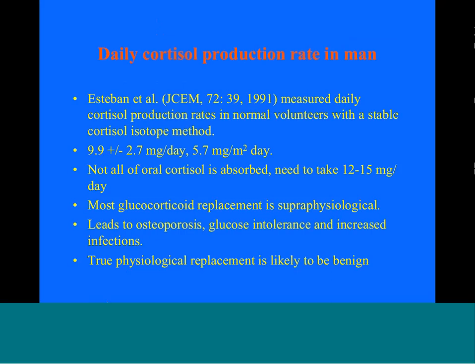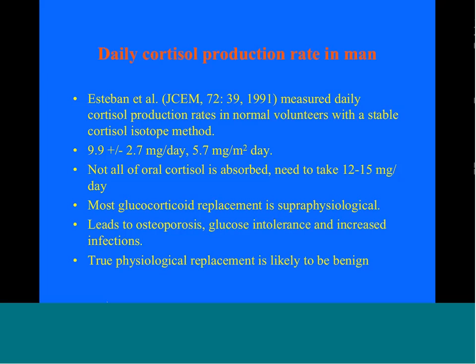Not all the oral cortisol is absorbed, so you usually have to take somewhere between 12 to 15 if it is taken orally. We'll talk about other routes. Therefore, most people are on higher doses than 12 to 15 a day. Most of the time, people are on too much glucocorticoid replacement. Too much glucocorticoid replacement can lead to osteoporosis, glucose intolerance or diabetes, and increased infections. If you're truly on the right dose, it's likely to be tolerated pretty well.